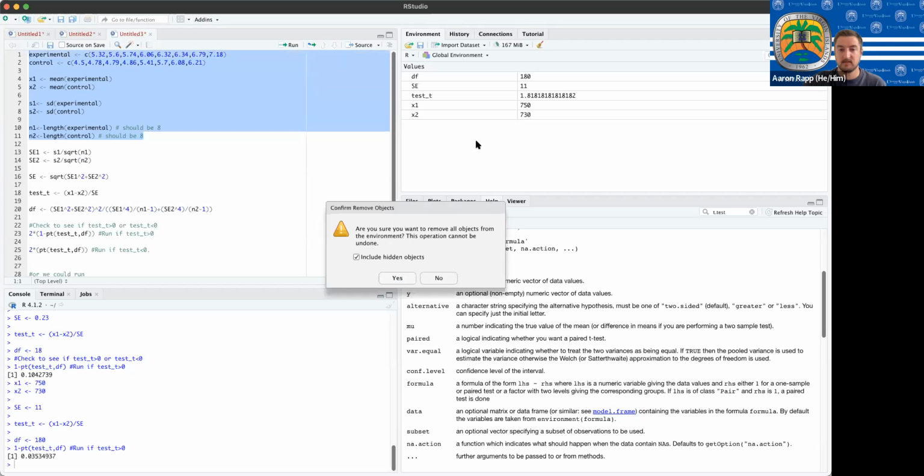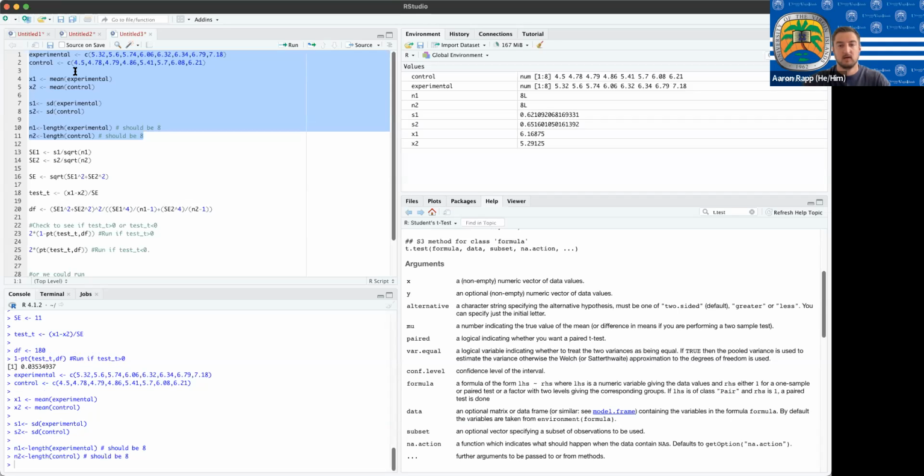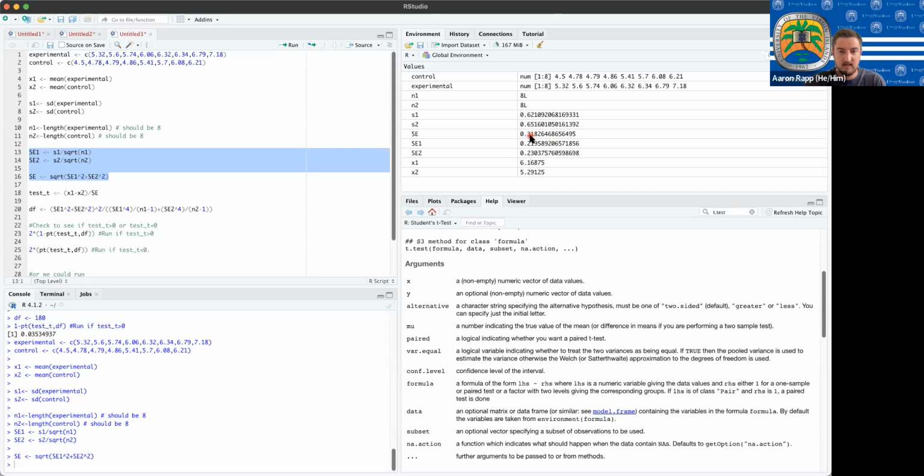So let's clear out some of these. If I run all of this, control enter, I can see that the experimental group has a mean of 6.16875. The control group has a mean of 5.29125, which means that there might actually be a difference. I want to calculate the standard error between the two sampling distributions to get a better idea. And I see that it is 0.318.